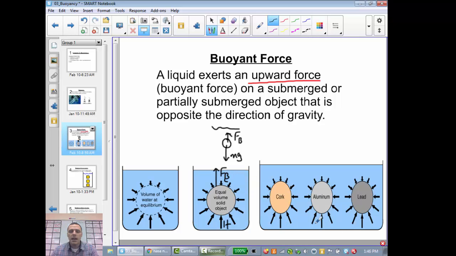And this happens for any object that has some size to it. It doesn't matter what the material is. It's all about the size of the object. Cork, aluminum, lead, they all weigh different things. The cork would probably float because the buoyant force is greater than its weight. The lead would sink because the buoyant force is less than the weight. But these would all experience actually the same buoyant force because they're the same size. And there's a difference in pressure between the top and the bottom. So that's where the buoyant force comes from.